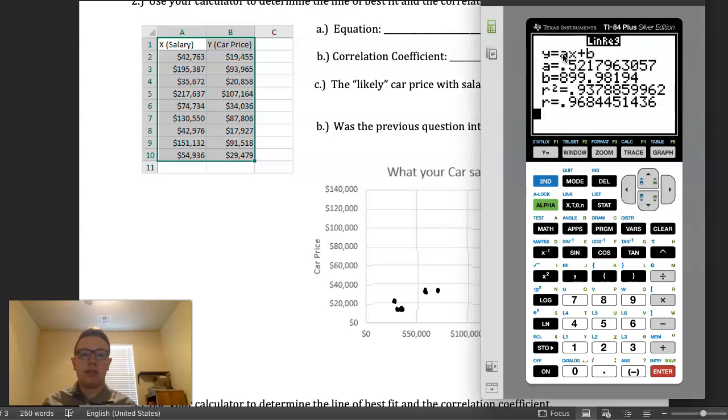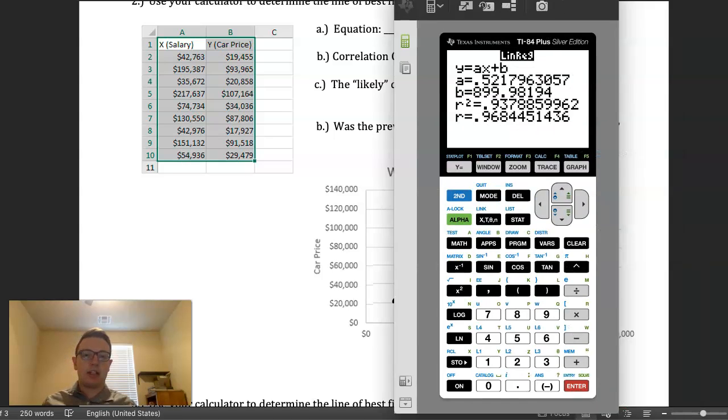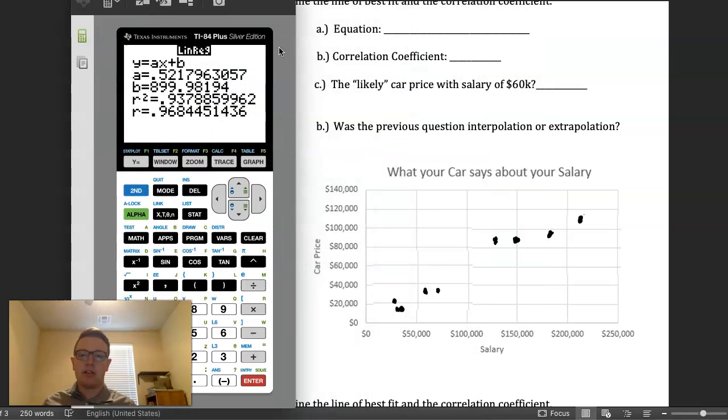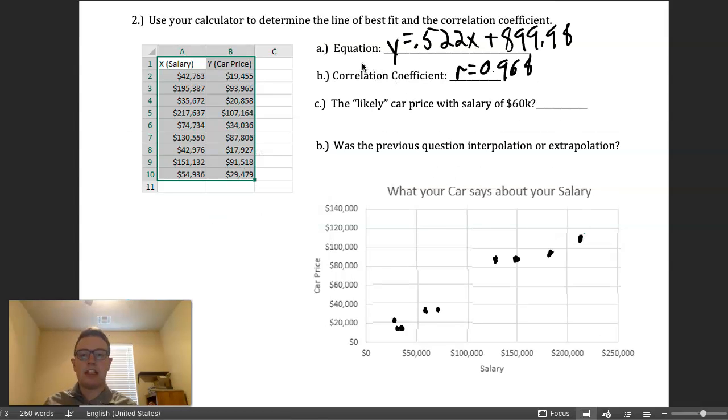Once you do this, we'll find that we get y is equal to ax plus b. We have a, we have b, and we have r. So we're going to copy this information down onto our equation and correlation coefficient. And what we're left with is our equation, which tells us that we go up by about $0.50 for every dollar we earn when we're talking about cars in comparison to salary.